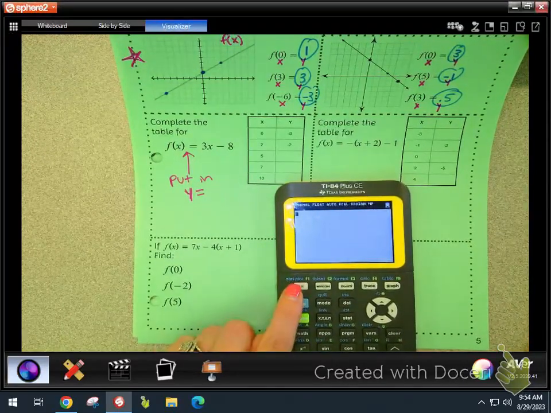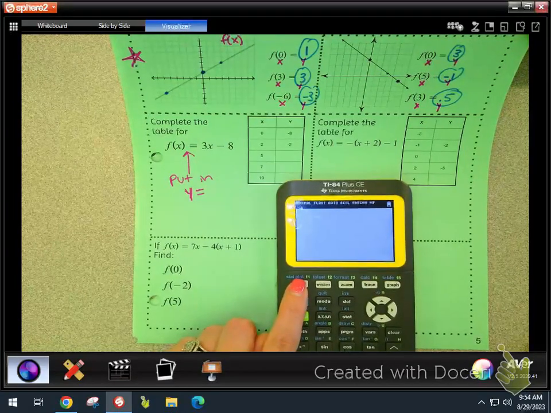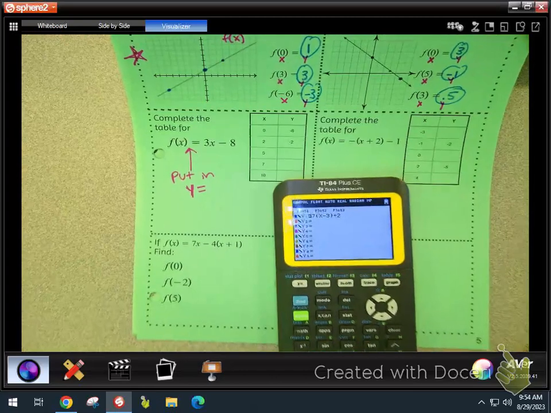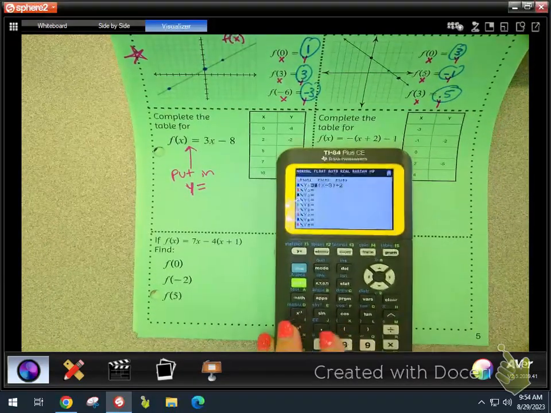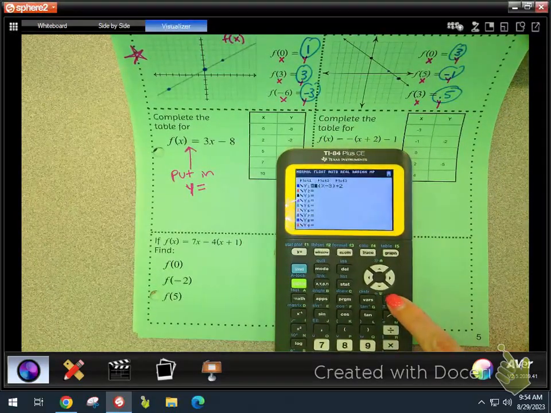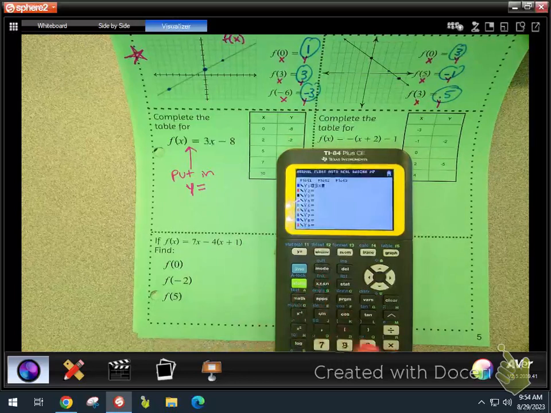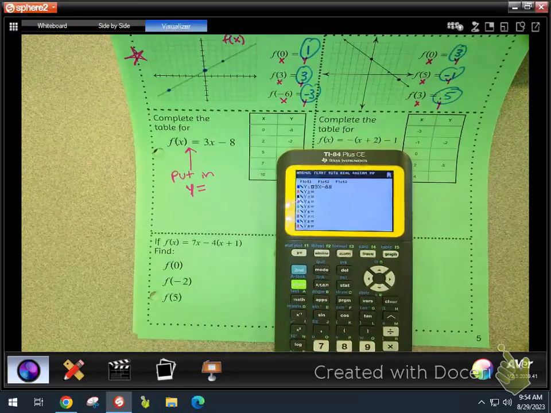What is f of x the same thing as? Y equals. Okay? So I still have that old function. Do y'all know how to clear that out? Yeah, just press clear. These calculator skills are going to be helpful. And we're going to type now 3x minus 8. Second graph. Press clear. And we're going to fill in the table.